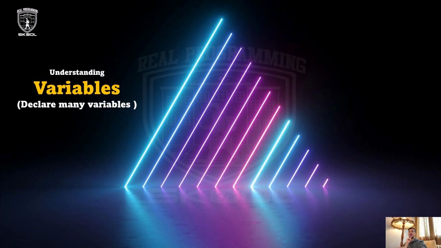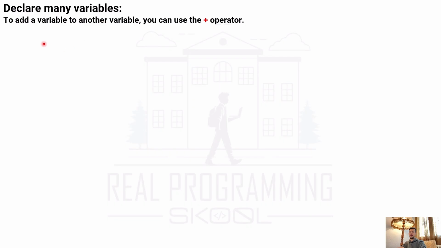And now we have declaring many variables. To add a variable to another variable, you can use the plus operator. What does it mean to declare many variables with each other? It means if you have two values belonging to two different variables and you want to sum these two values together, you can use the plus operator.